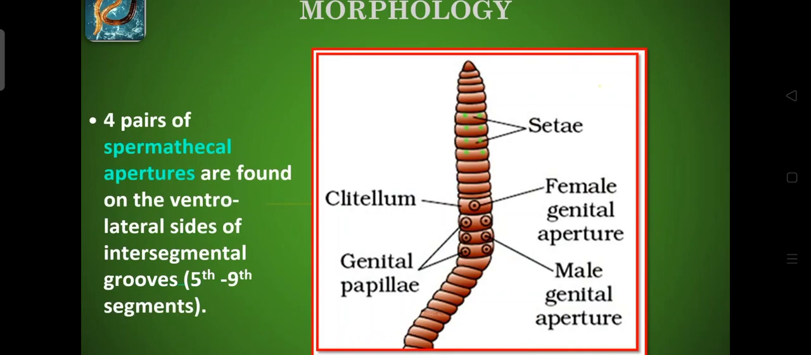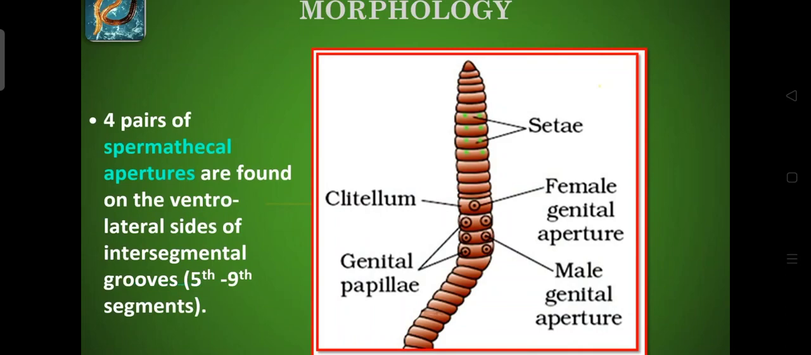Next, 4 pairs of spermathecal apertures. In the picture you can see the spermathecal apertures. Here it is not written, but the upper ones you are seeing, those green color dot-like structures are nothing but spermathecal apertures. They are found on the ventrolateral sides, means on the ventral side and on the lateral side. Laterally they are present on the ventral side. So ventrolateral sides of intersegmental grooves.